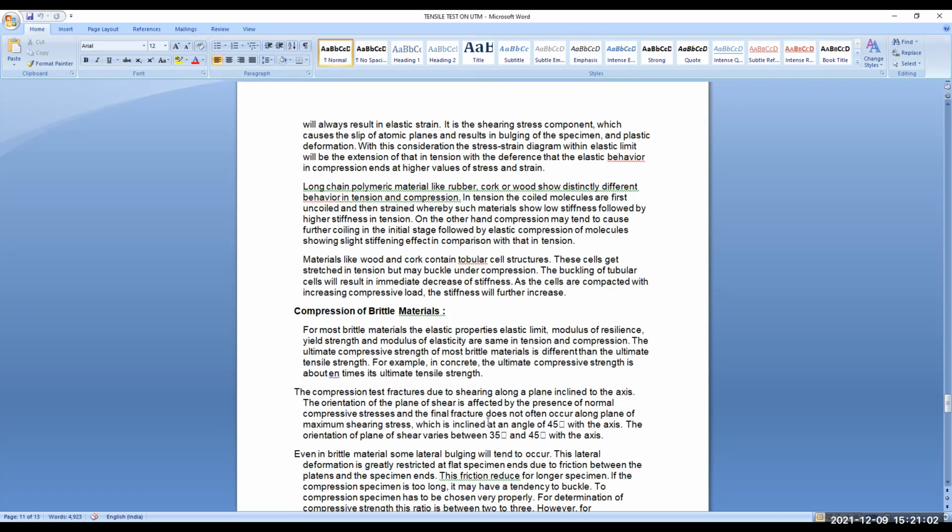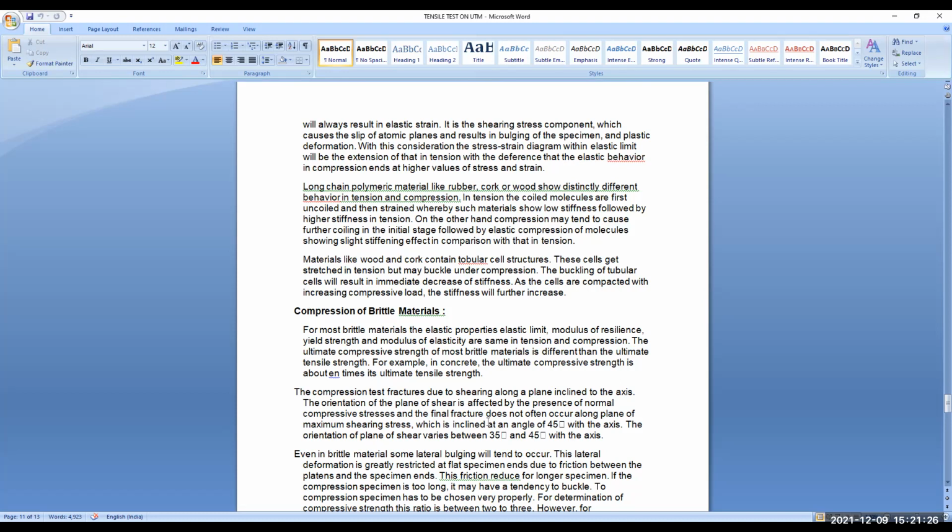The orientation of the plane of shear is affected by the presence of normal compressive stress, and final fracture does not often occur along the plane of maximum shear stress, which is at an angle of 45 degrees with the axis. The orientation of the plane varies between 35 and 45 degrees with the axis.